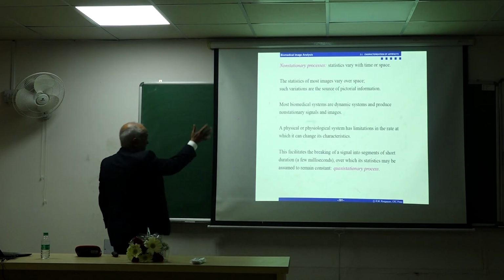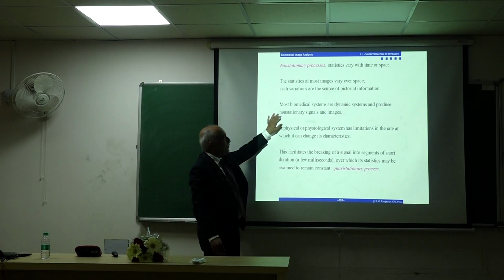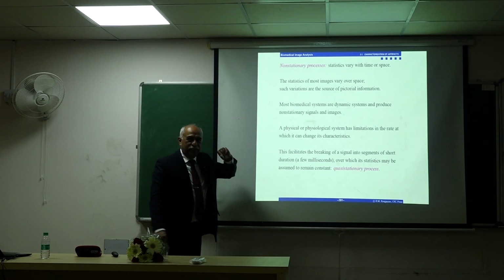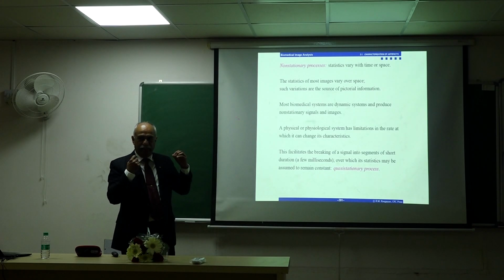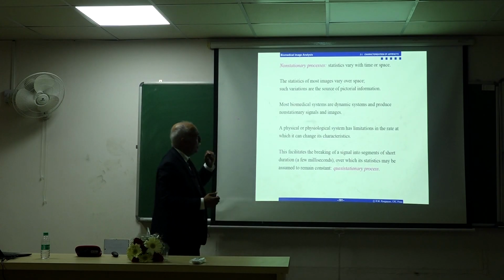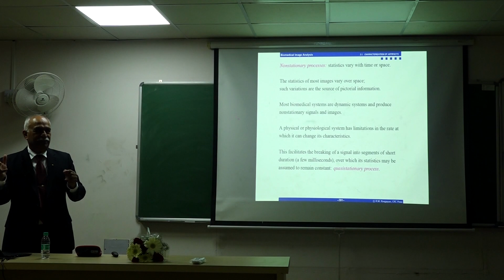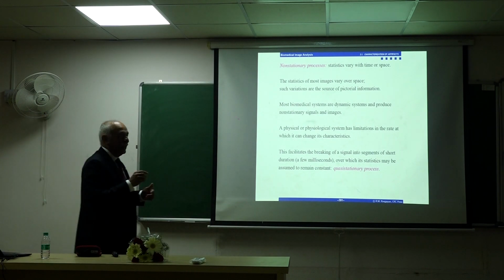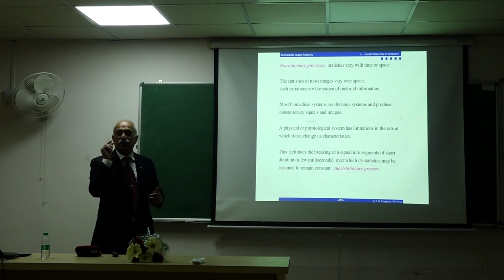The same in images, things change. So most of the images we see are non-stationary because the systems generating them are dynamic. They are varying with time. A physical or physiological system has some limitations though. The heart rate can only be so much, maybe up to 250 or so. So if you take smaller divisions of time, you can assume the signal is stationary within that small interval.